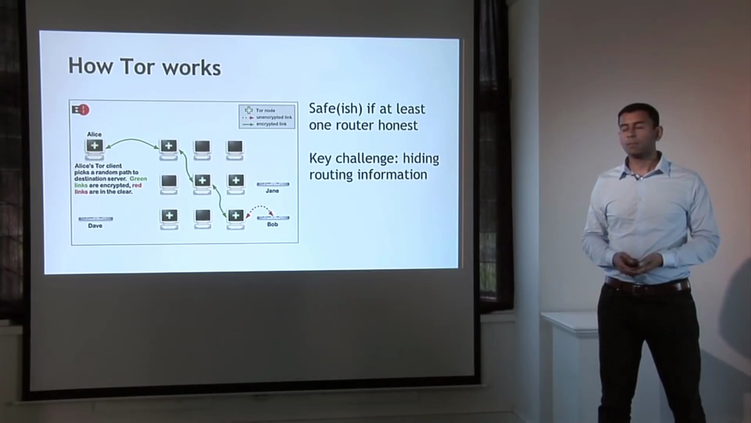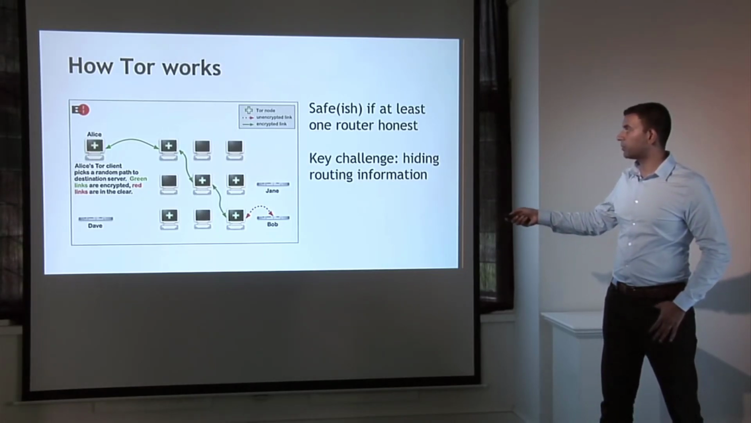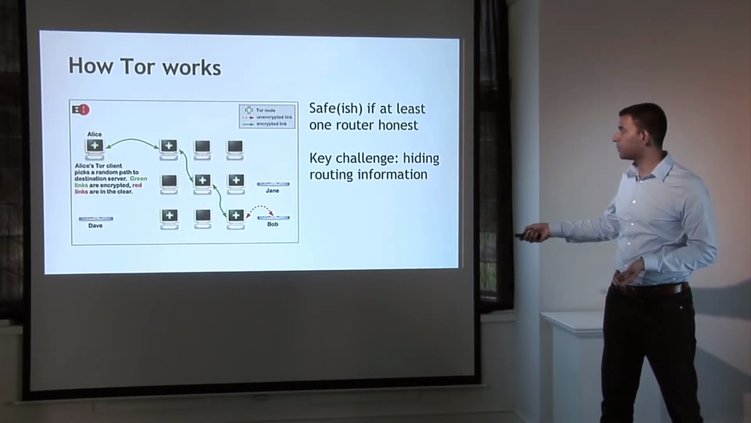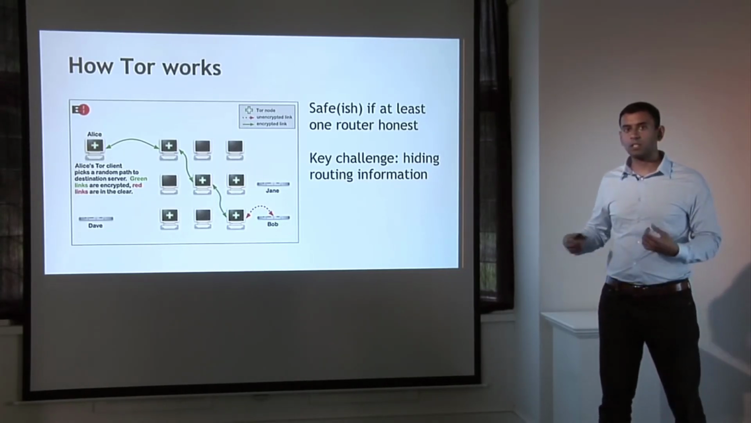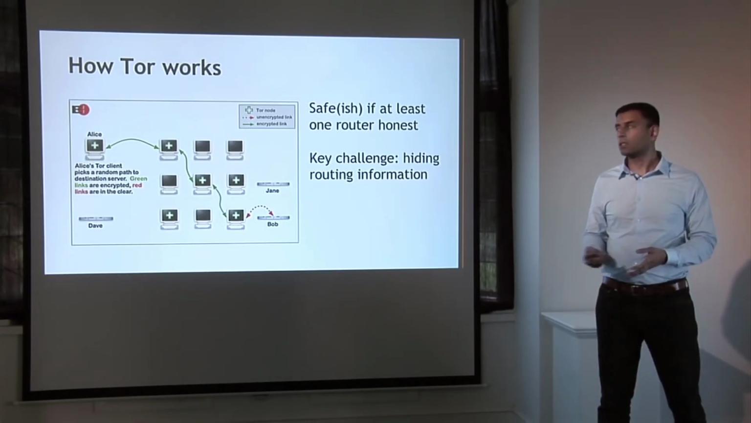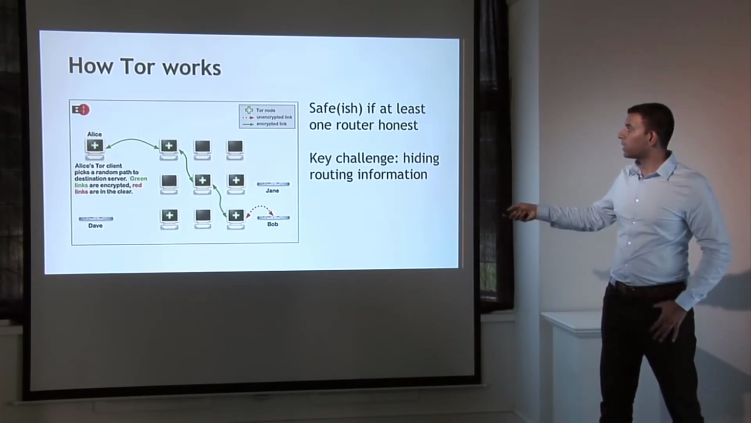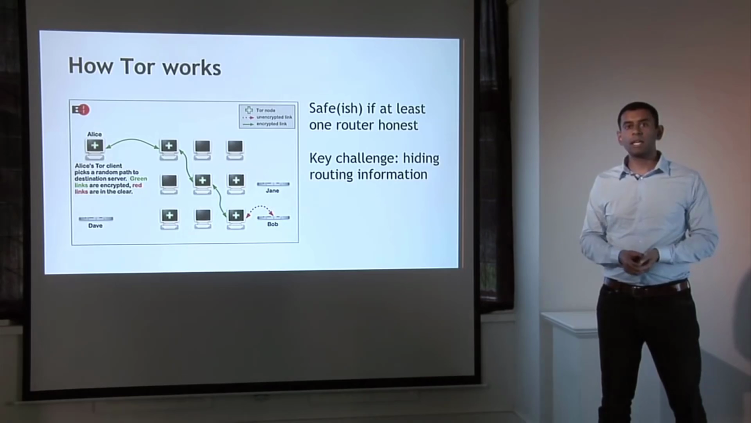What do I mean by that? When a message has gone from Alice to the first router, it has to have the IP address of Bob's computer somewhere in that message. Otherwise, there is no way that this router can appropriately forward that on to reach the right destination. However, we don't want this router to actually learn that IP address.